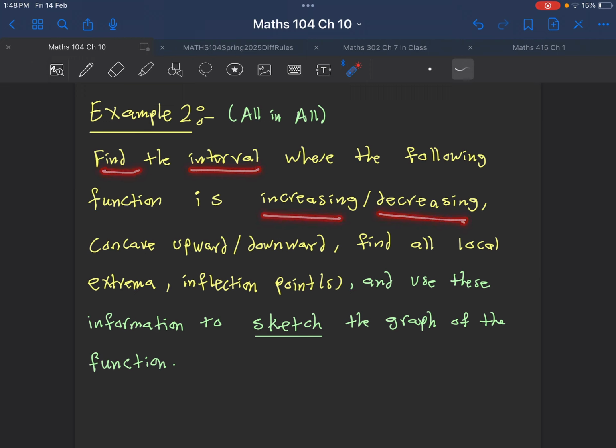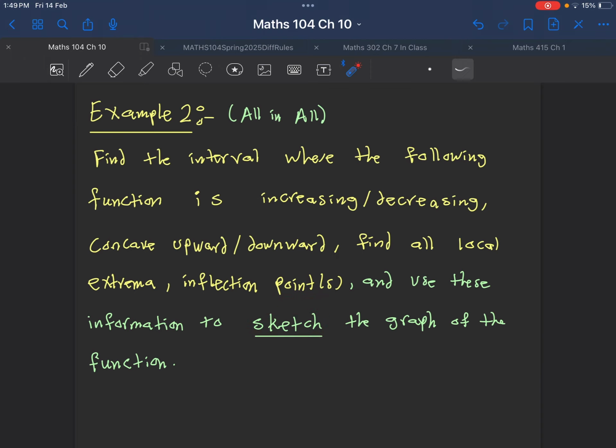The question is: find the interval where the following is increasing, decreasing, concave upward, downward, find all the local extrema, local maximum, local minimum, find the inflection point. As an extra, we need to sketch the graph of the function.